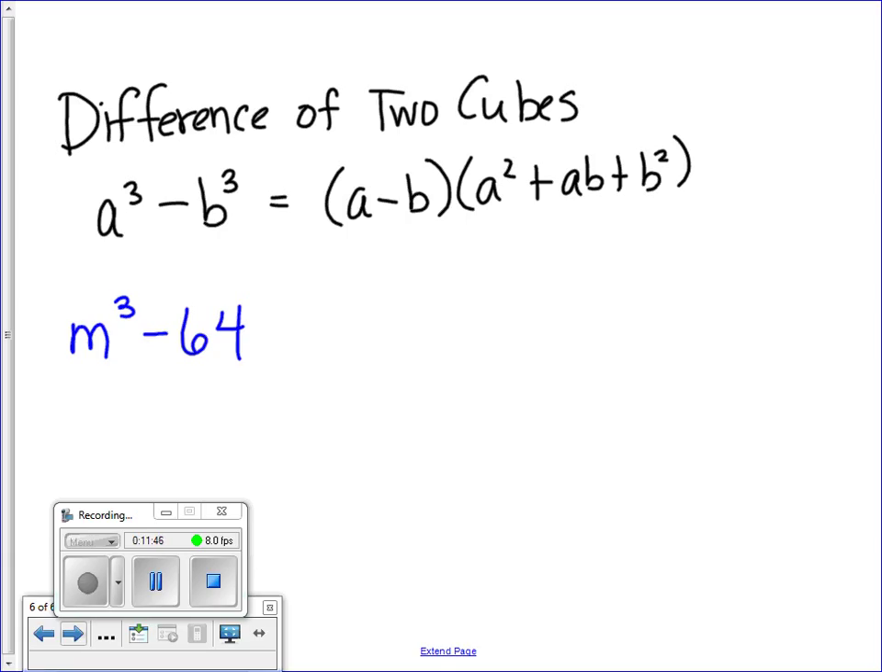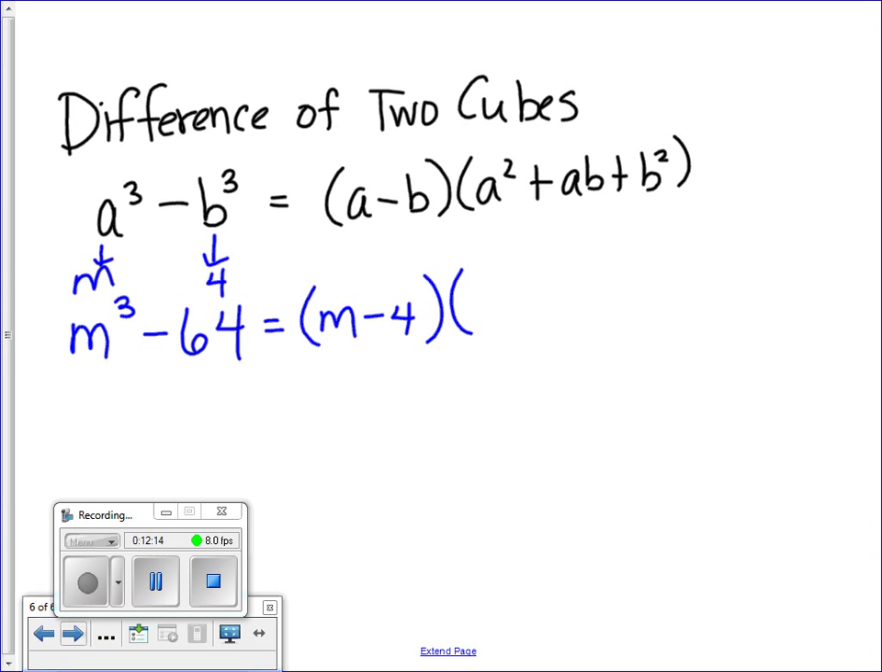Alright, what's the cube root of m, or m cubed, sorry? Yeah, so that's going to be our a. Everywhere we see a, we're actually going to put in an m. What's the cube root of 64? That's the square root. 4 is the cube root. So in our b place, we're going to use 4. So it equals a minus b. What's a minus b? M minus 4.